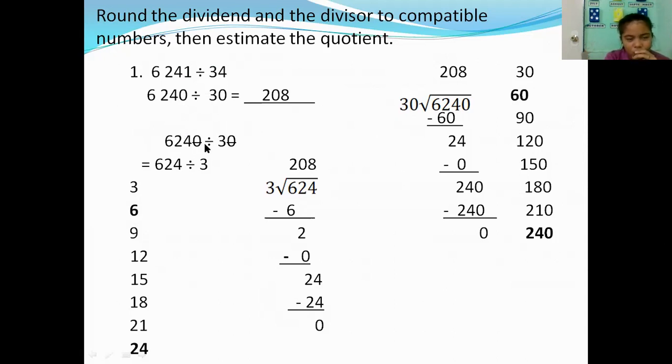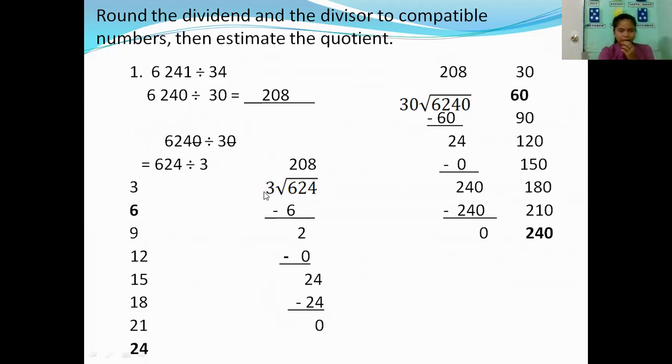After that we are going to cancel the 0, no? How many 0 to our divisor? The number of 0 that we are to cancel should be balanced, no? If we cancel here 1 0, we can cancel here 1 0. Okay, so we have canceled 0 and 0, so we have now 624 divided by 3.